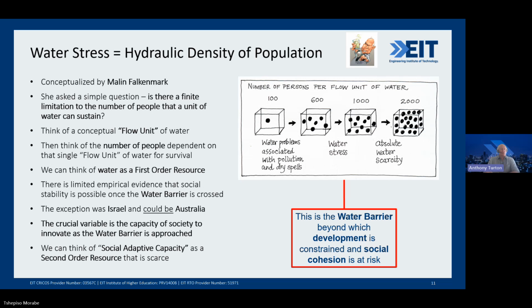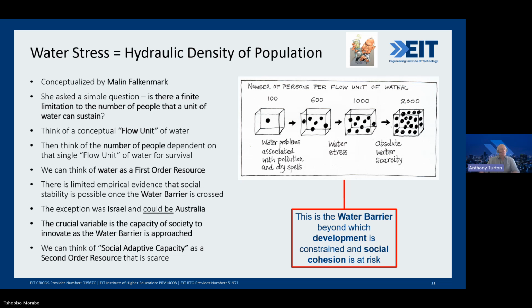So this sent her down a very interesting rabbit hole, and she became quite famous, world famous, in fact, on this. And she said, let's compare every country in the world. Let's take as a conceptual unit, what she called a flow unit of 1 million cubic meters of water per annum, and see how many people there are that depend on that particular unit of water, that flow unit of water. Now you can compare countries to countries, regions to regions, and you start getting an interesting thing now.